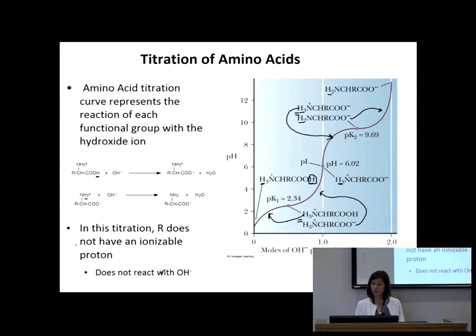There's another new term here, this pI. It's called the isoelectric point. We're going to talk about it later, but the isoelectric point is the pH at which you have only a net neutral molecule. So here we have positive and negative on the same molecule, and we only have that. So that's what we call the isoelectric point. We're going to go over the definition later. Slide 27.